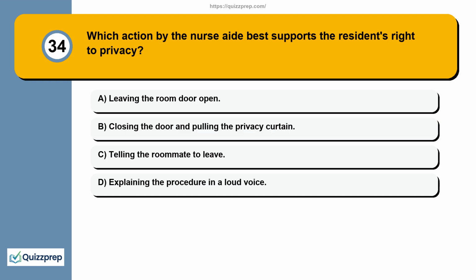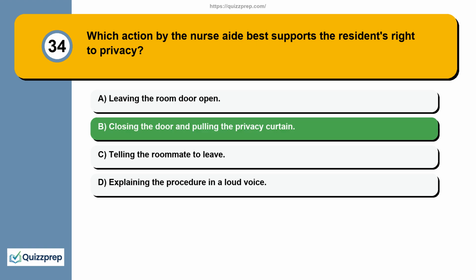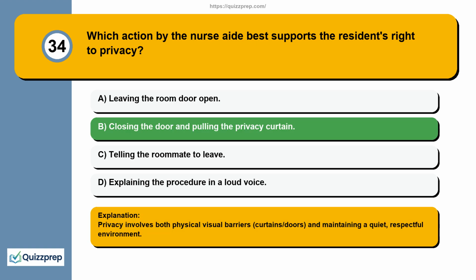Question 34. Which action by the nurse aide best supports the resident's right to privacy? Leaving the room door open, closing the door and pulling the privacy curtain, telling the roommate to leave, explaining the procedure in a loud voice. Privacy involves both physical visual barriers, curtains/doors, and maintaining a quiet, respectful environment.